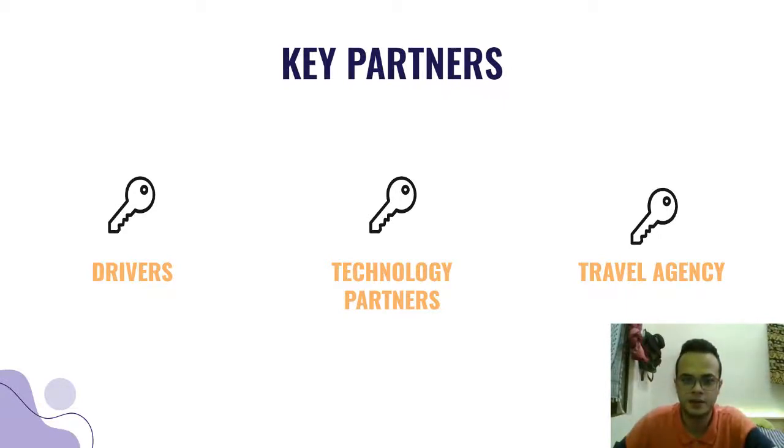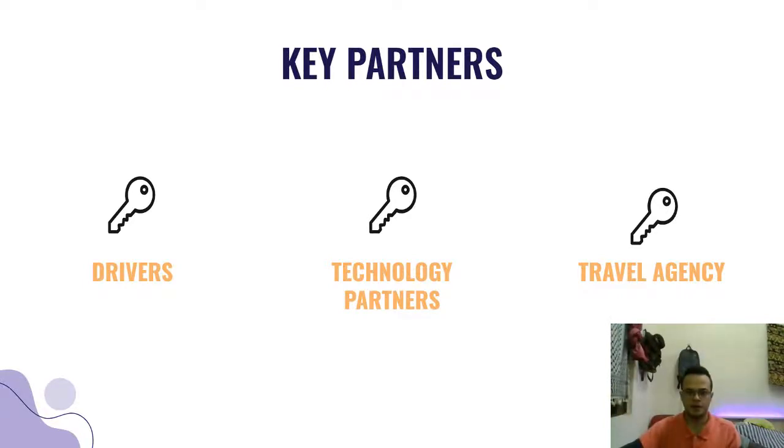So key partners. Key partners is one of the 9 blocks in the BMC, and it is considered one of the most important building blocks. It relates to the network of suppliers and partners associated with the firm and allows the business model to work. It's basically the relationship with suppliers and partners that allow the firm to optimize the business model, reduce the risk, and finally acquire the needed resources.